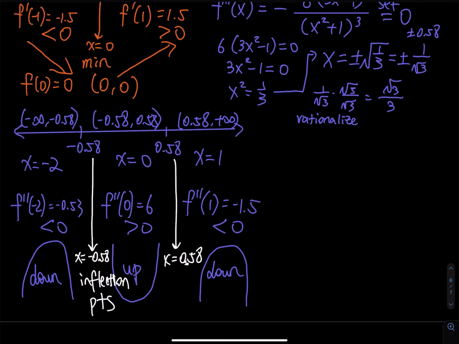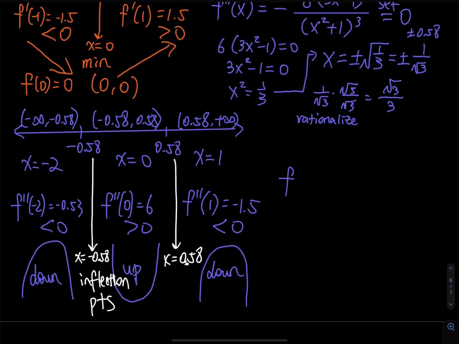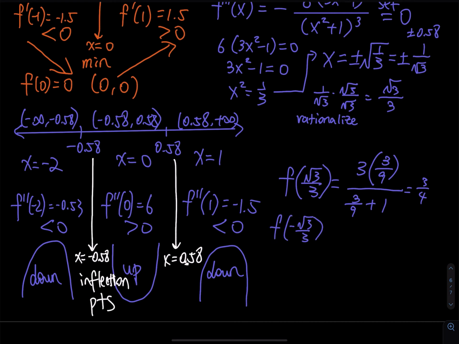And then you have to find out the location of this inflection point. So you have to plug in. Do not plug in the approximation. Plug in the exact value, so root 3 over 3. So that gives you a 3 times x squared, right? Once you square that, the root 3 becomes a 3. This becomes a 9. And then the square of this, so 3 over 9 plus 1. So that gives you 3 over 4. And then f of negative root 3 over 3 gives you 3 over 4 as well.